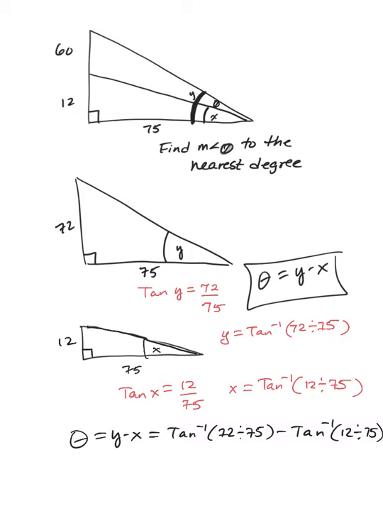So I got 34.7405, yada, yada, yada. So to the nearest degree, that would be 35 degrees. All right, be prepared to discuss these questions more in class, and we'll try other problems of this sort, okay? Thank you very much.